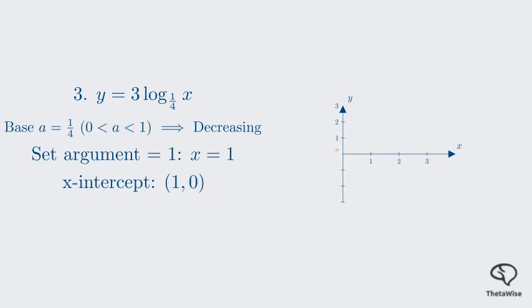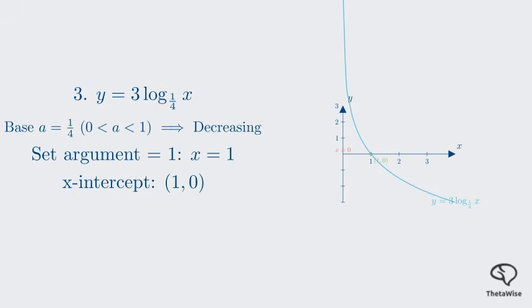Now sketch the graph. Draw the coordinate plane and the vertical asymptote at x equals 0. Plot the intercept at (1, 0). Draw a smooth, decreasing curve that approaches the y-axis, passes through (1, 0), and continues downward to the right. And there you have it.